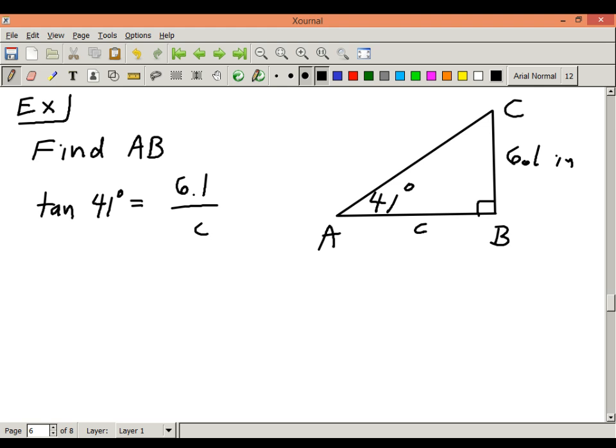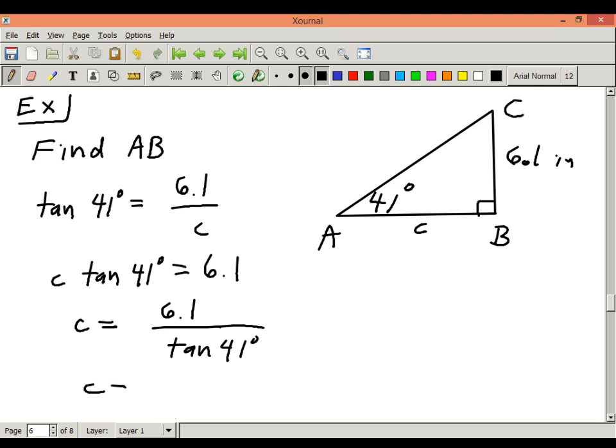Okay, now we just have to solve that for small c using our algebra skills, and that'll give us that side of a triangle. So I'm going to multiply both sides by c here, so that'll be c times the tangent 41 degrees equals 6.1. Just multiplied both sides there by c, and then divide. So you got c equals 6.1 divided by tan 41 degrees.